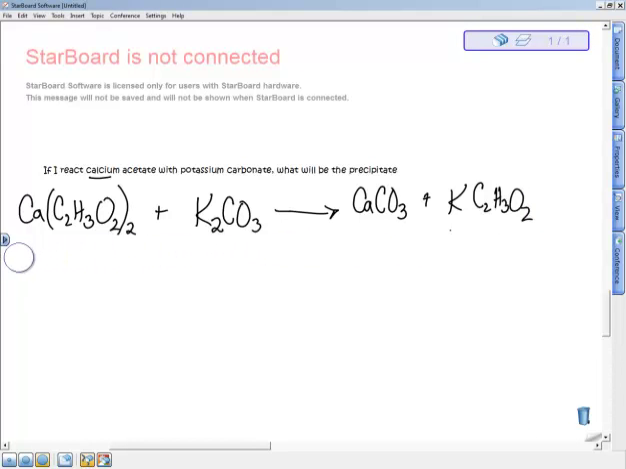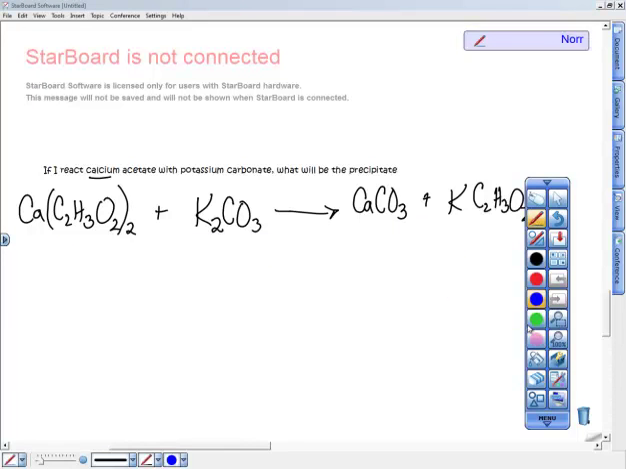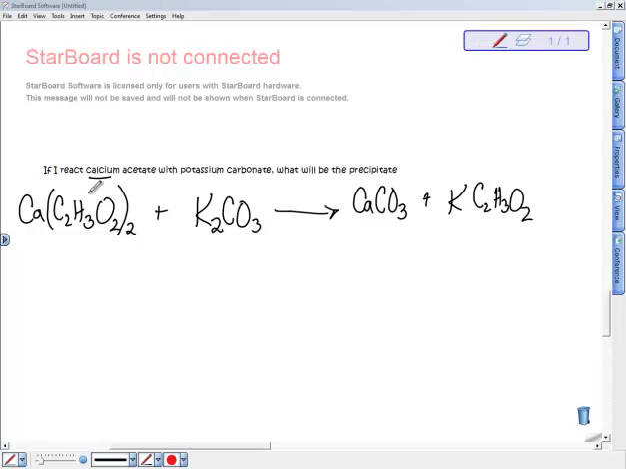So we need to do solubility and we need to balance this thing. Tell you what, I'm going to balance it real quick because that's pretty easy. You guys see how there's 2 acetate ions? I'm going to come over here and get a 2. That gives me also 2 potassiums, which that's already got 2.